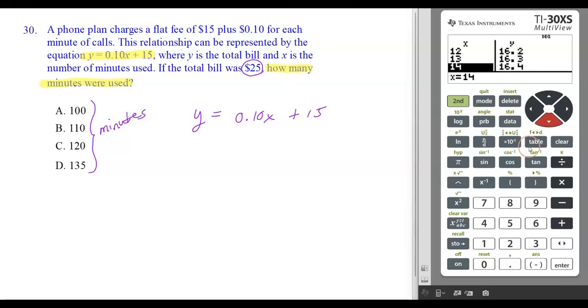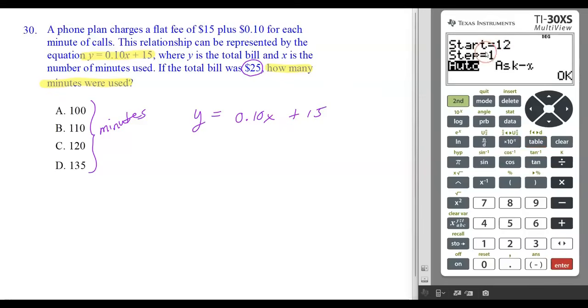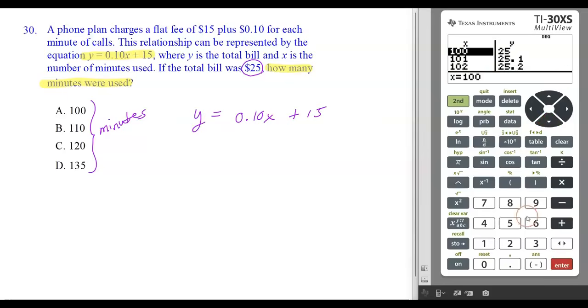A more efficient way to do it is to go back to your table. So hit table. You'll notice the same equation shows up. Hit enter. And just change your starting value here, which now is at 12. Just change that to 100. Let's start the table at 100. So I just switch this to 100. And the step value 1 just means the table's going up by 1. So now that I have it starting at 100, hit your down arrow repeatedly until you get to the OK. Hit enter and check it out.